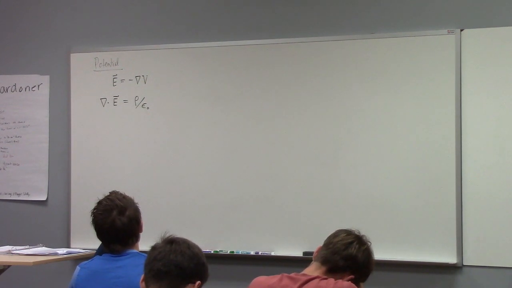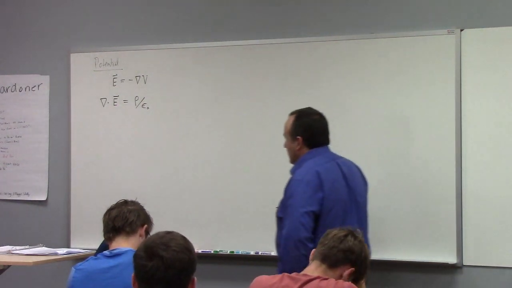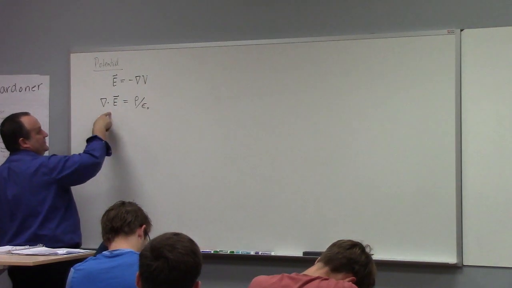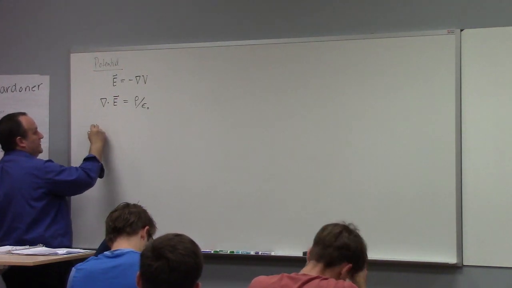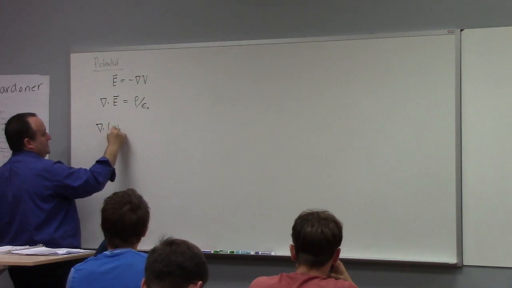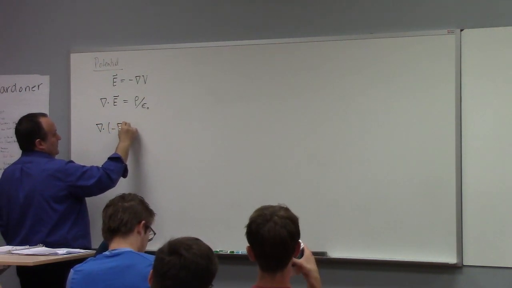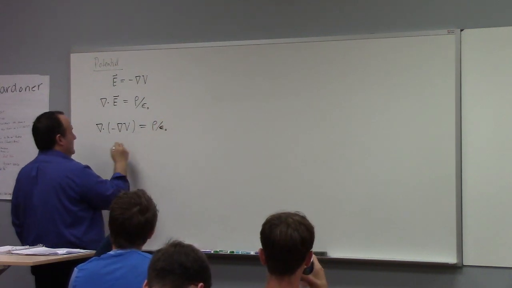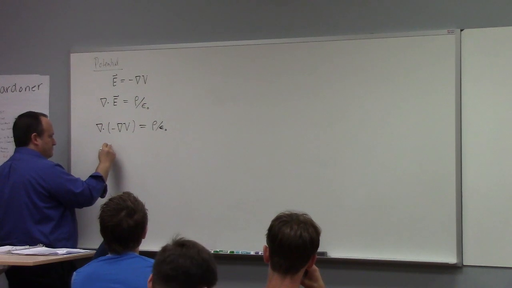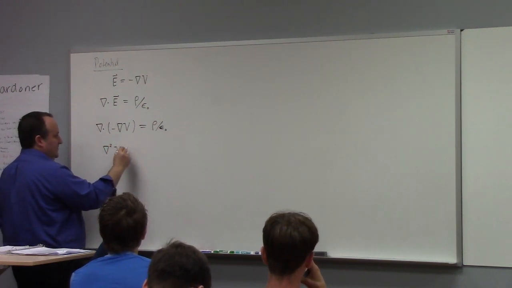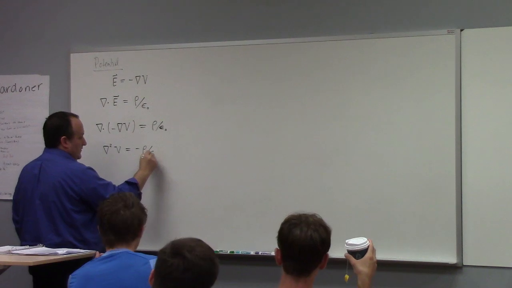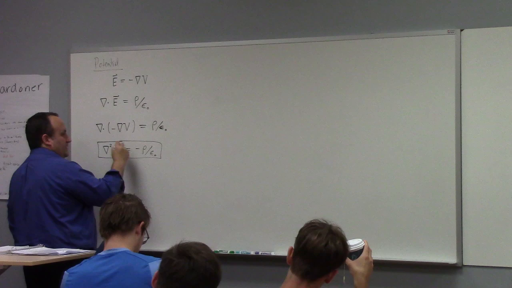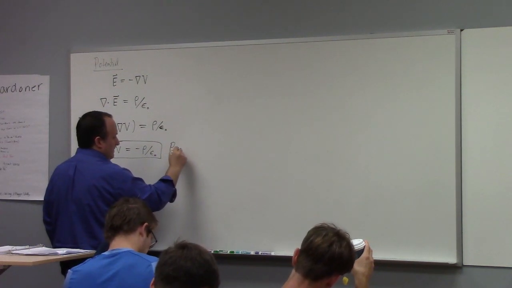So what does this say about the potential? What differential equation does the potential have to solve? Well, if you plug in the definition for voltage into this equation, you get the divergence of minus the gradient of the voltage is equal to rho over epsilon naught. Traditionally, you rewrite this as nabla squared times the voltage equals minus rho over epsilon naught. And this is known as Poisson's equation.